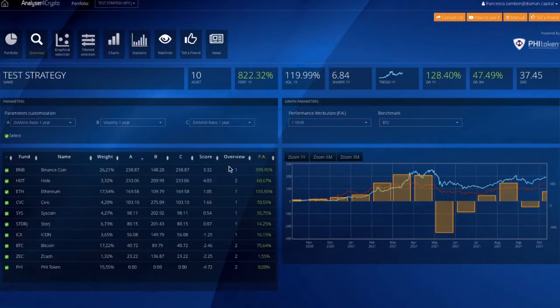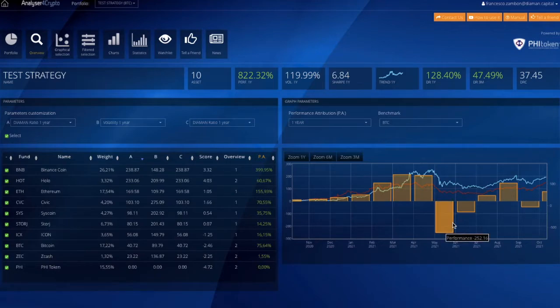With the Overview column, you can also highlight if these crypto assets are present in other wallets. You can check how much each crypto contributed to the portfolio's performance. In the example, Binance Coin contributed a lot to the overall performance of the wallet.